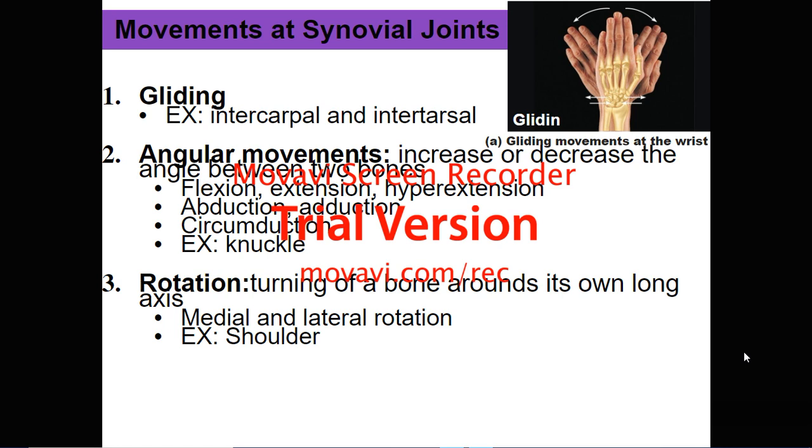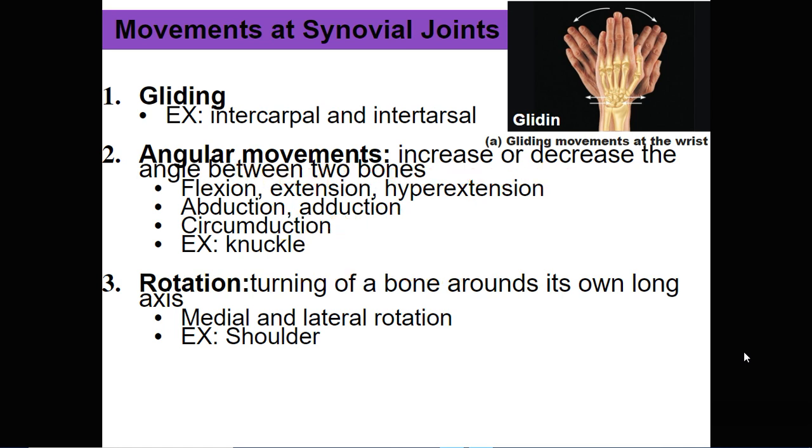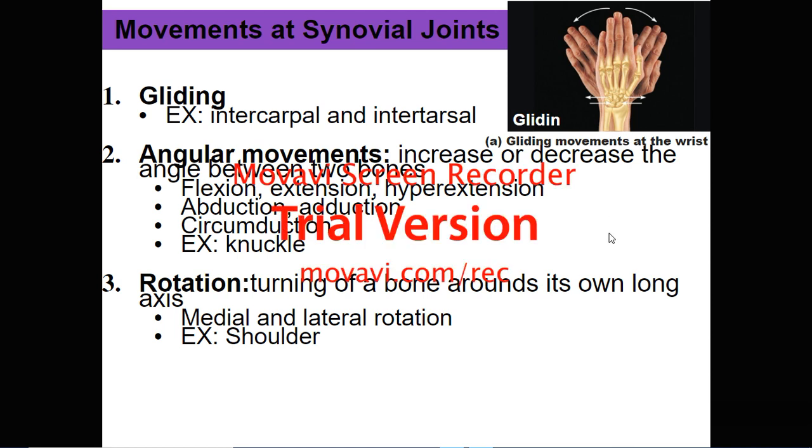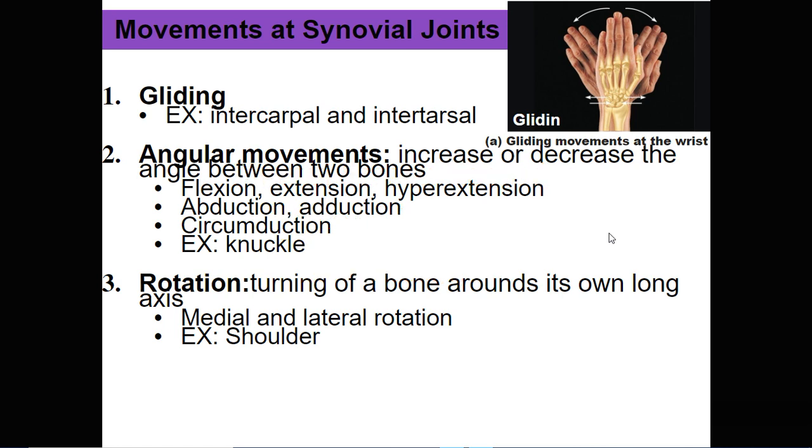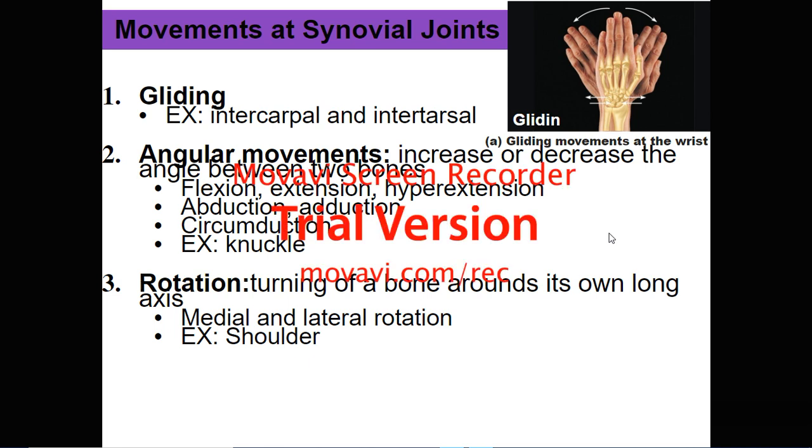And again, we talked about your shoulder with rotation, able to do that. And just because we are on this slide and it has an example of gliding motion at the intercarpal joints, remember that gliding motion is an example of non-axial movement, and it usually occurs between relatively flat bones. Okay, so let's move on to the next slide.